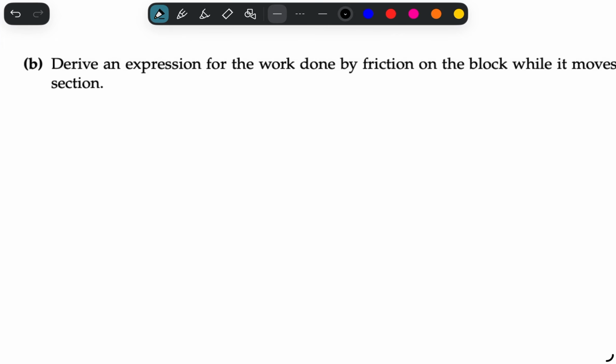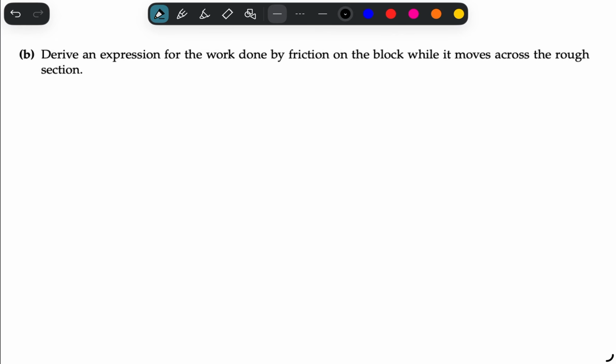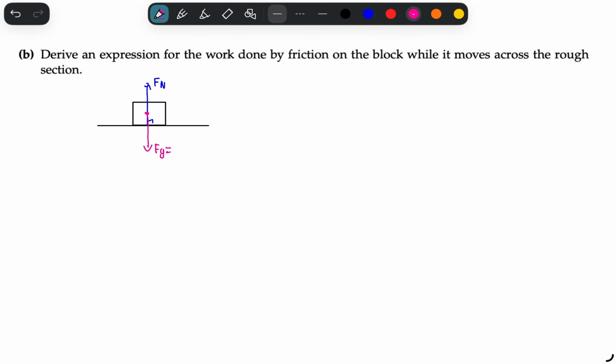Derive an expression for the work done by friction on the block when it moves across the rough section. So when we are on the rough section, we are still going to have the block being perpendicular to the surface. So you're going to have a normal force perpendicular to the point of contact. And at the center of mass, you're going to have the force of gravity acting downward, which is equal to mg, aka the weight of your block.